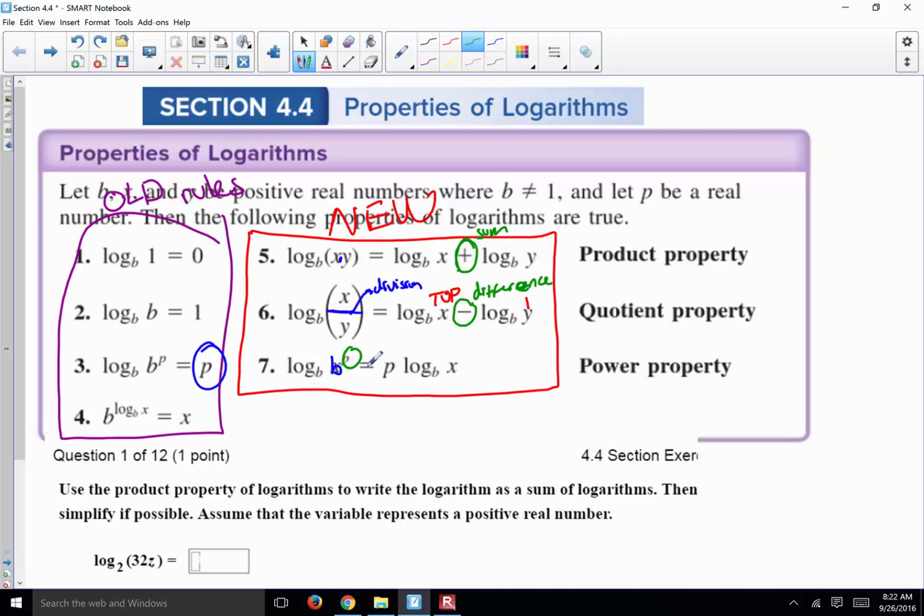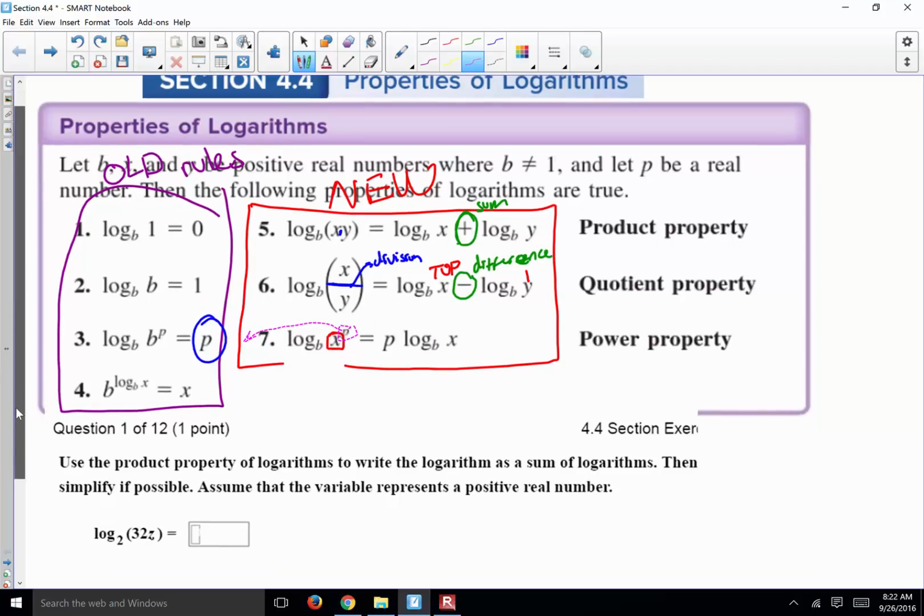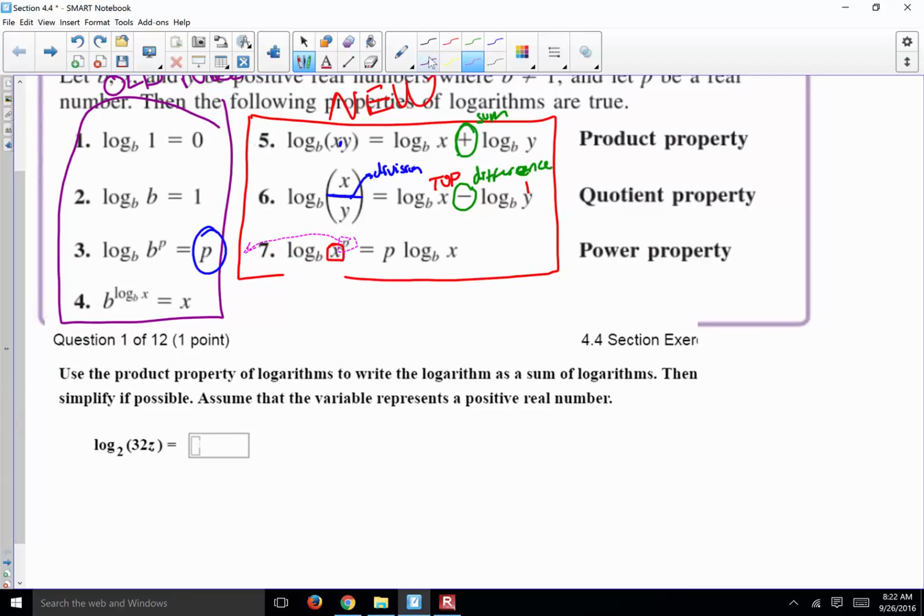But the difference on number 7 is, I'm going to mark it here, this base is different from b. It's x or y or z, but it's definitely not b. Now what can we do? We cannot call this just p, but you bring that letter p outside and write the remaining logarithm as it is. Don't compute or reduce anything else. Okay? Now our first question is to simplify logarithm base 2 of 32z by writing it as a sum of logarithms.